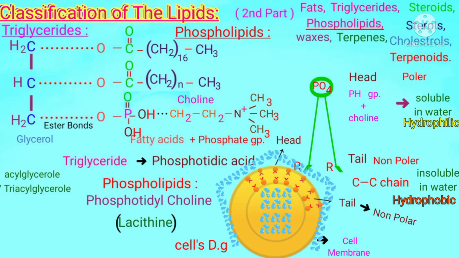Dear students, this was our topic, the classification of lipids, second part, during which I have described mainly triglycerides and phospholipids. Next, students, in the third part, we will discuss some other classes of lipids like waxes, steroids, sterols, and some others.